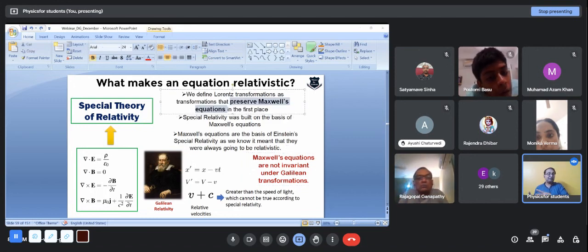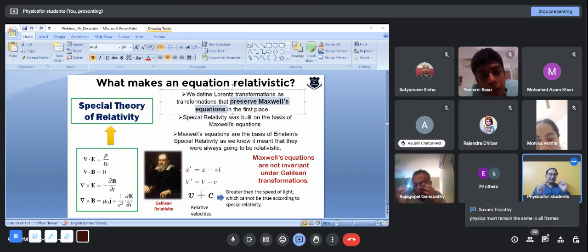But Maxwell's equations are not invariant under Galilean transformation. If you do a little bit of calculation, you will see it gives a result which is greater than the speed of light, and it is not possible. Now, you see, this is actually the basic idea: physics must be the same. This is actually the basic idea of a tensor.